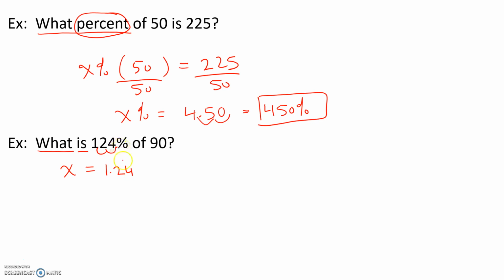So 124% in decimal form is 1.24. The word of means multiplication, and we have 90. So x equals 1.24 times 90. If you multiply 1.24 times 90 in your calculator, you would get x equals 111.6.